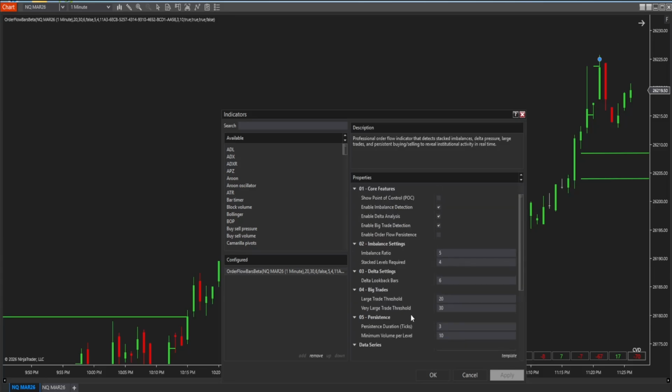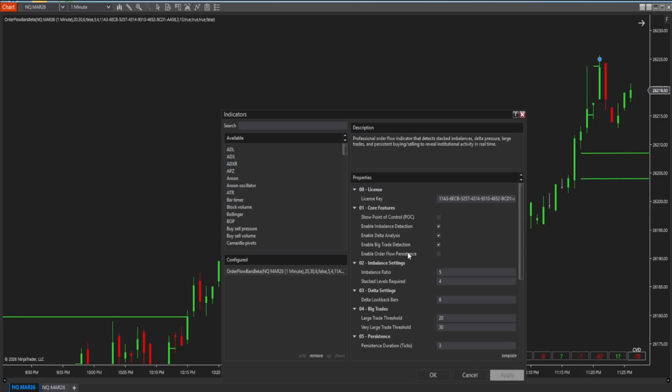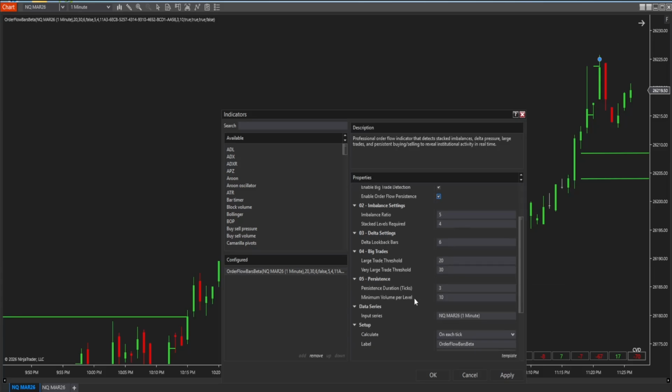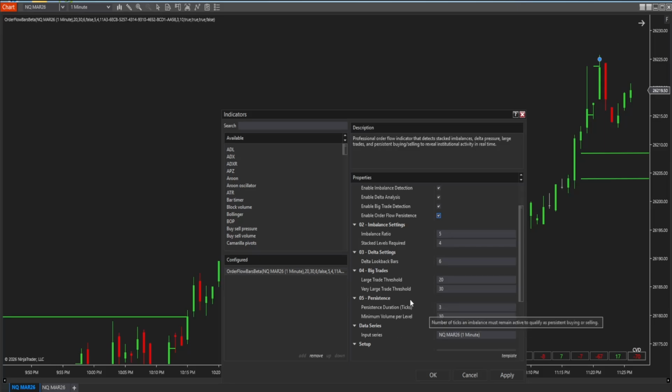The last thing I want to go over is the persistence. Enable order flow persistence. Now, what this does is right here under persistence. I normally like to keep it around between 2 and 10.